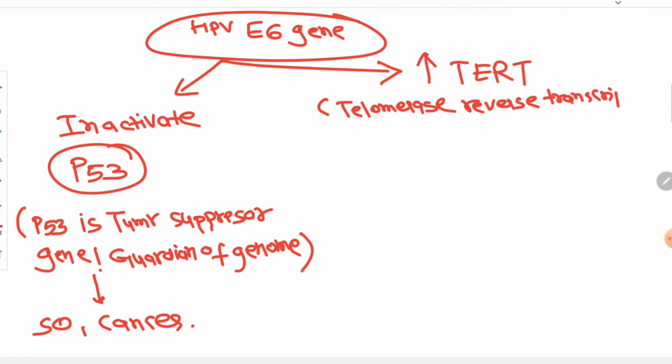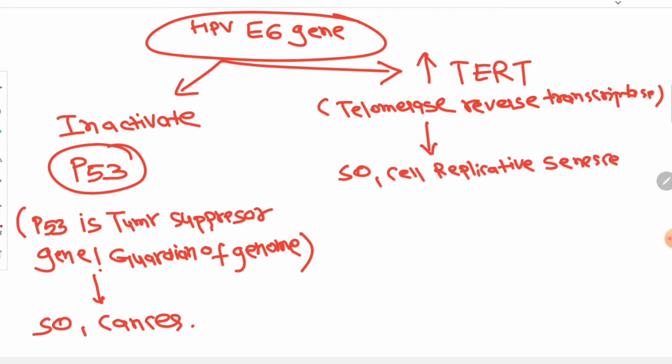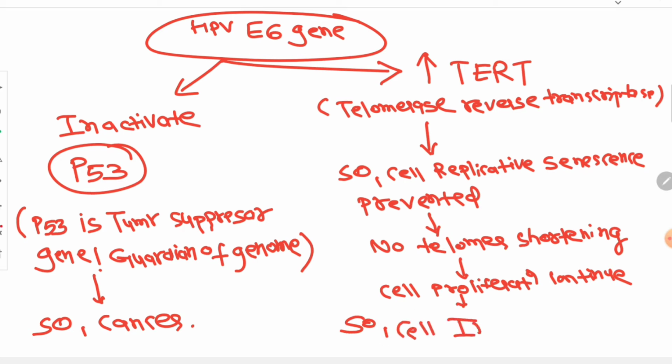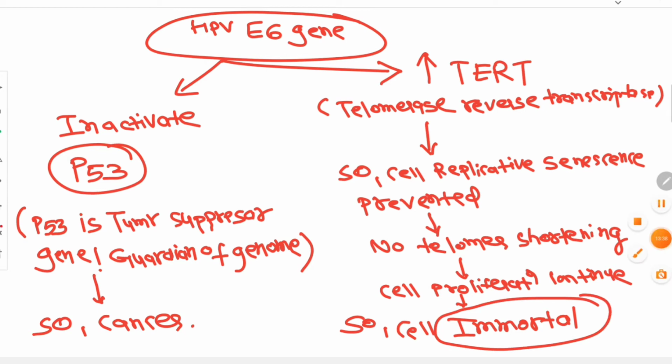There is an increased telomerase reverse transcriptase activity so that cell replicative senescence can be prevented. I want to say that by activation of this enzyme, the telomere will not get short in each cell division. Normally telomere shorten with each cell division, but here it is not shortened, and so the cell will continuously proliferate, and so the cell will become immortal. The cell will not die, and so they will continuously proliferate and they cause cancer.